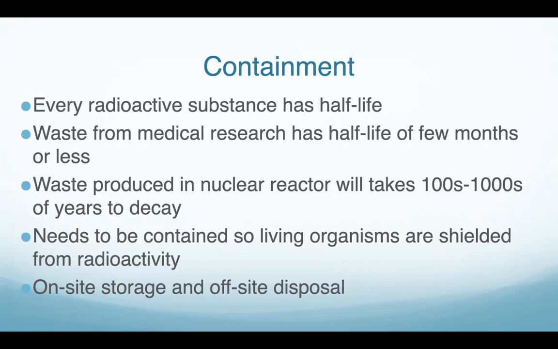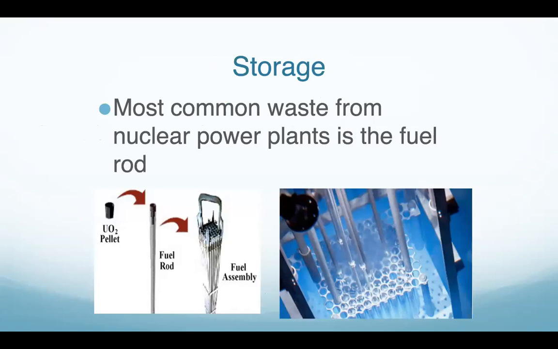So there's two ways that they can do this. They can either have on-site storage or they can have off-site disposal. The most common waste form for nuclear power plants is the fuel rod, which you can see here. On the left-hand side, the source of fuel for nuclear power plants is uranium, and they come in these little pellets that are put in the fuel rods.